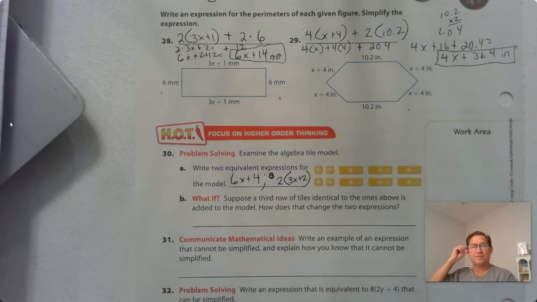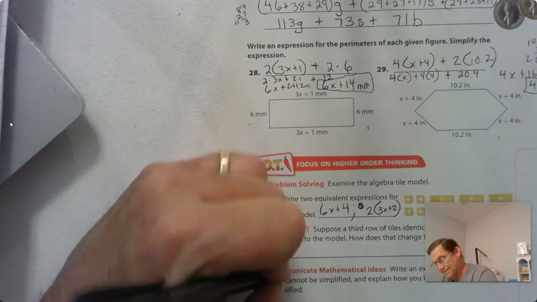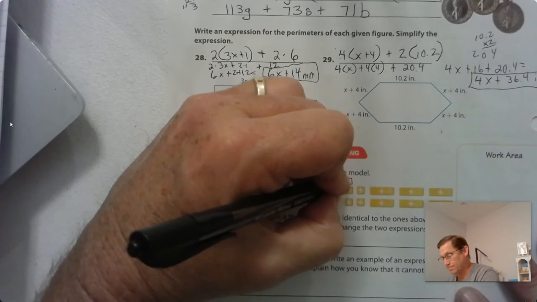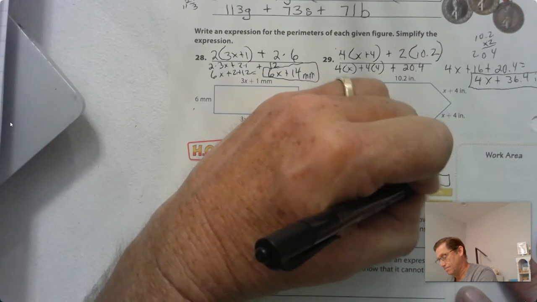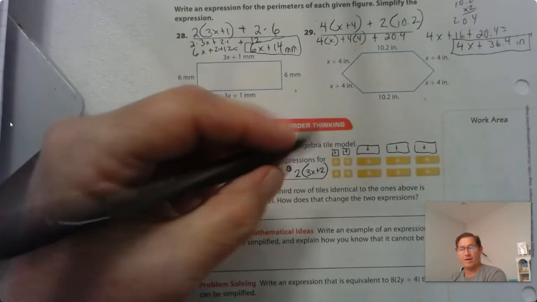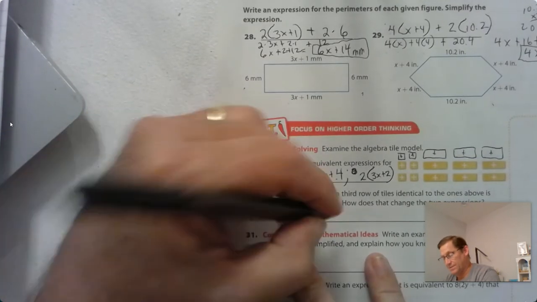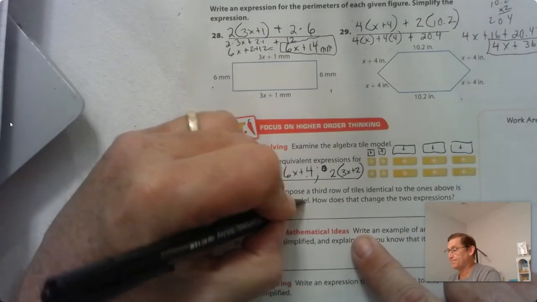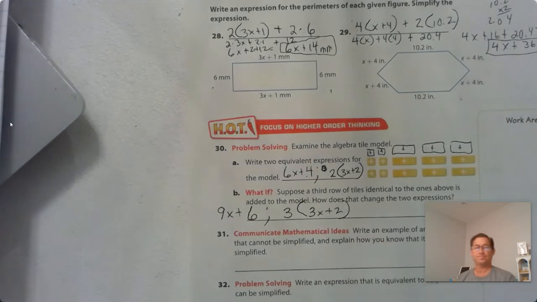Suppose the third row of tiles identical to the ones above is added to the model. How does that change the two expressions? It would be 6, because we'd be adding, well, we can just do it. Right? So now I would have 6 plus 9x. So we have 9x plus 6. And then I would have 3 times 3x plus 2.